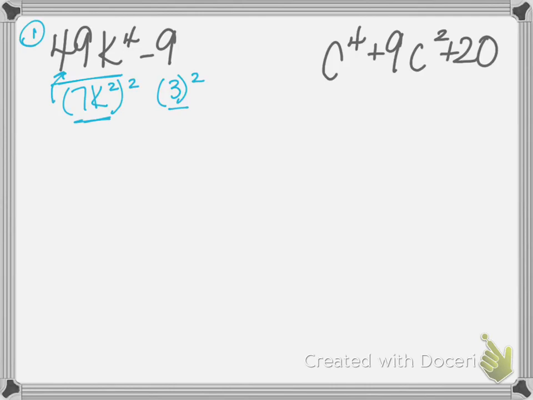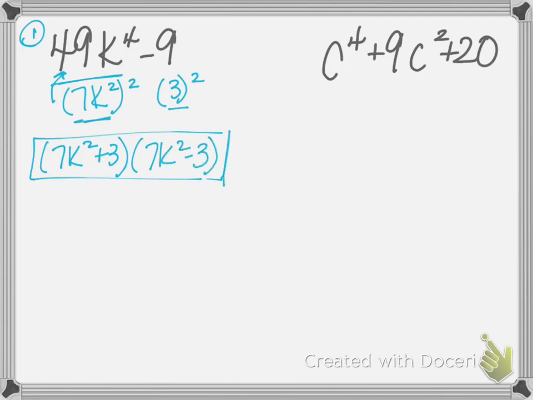And just like what we did previously, you can refer to the previous video, we can take this and apply it to our sum and difference. So it'll be 7k squared plus 3, and then 7k squared minus 3. And this becomes our answer. So just because we were not able to factor out a GCF in this case does not mean that we cannot rise and overcome. So we can do the same thing with this next one.